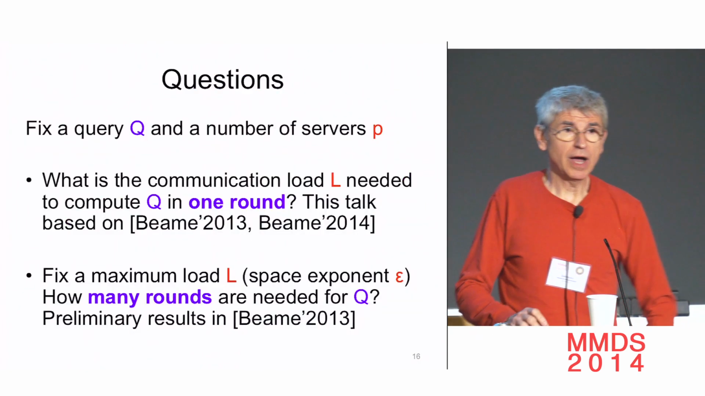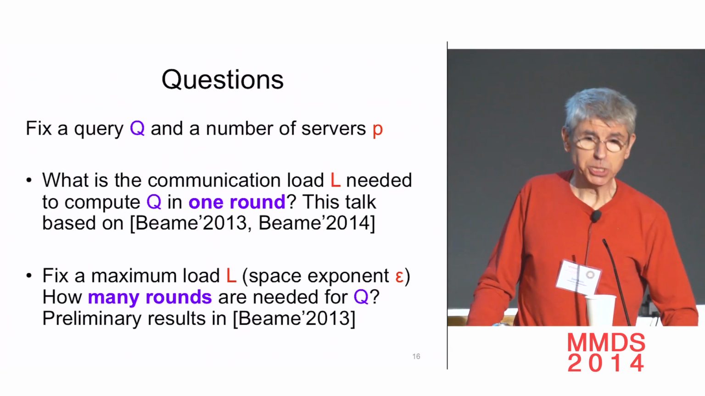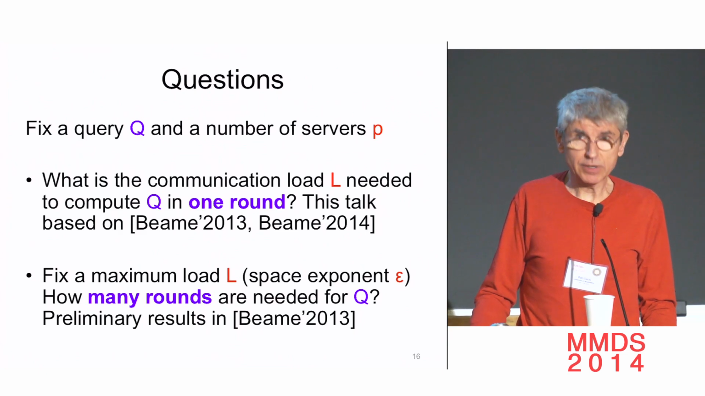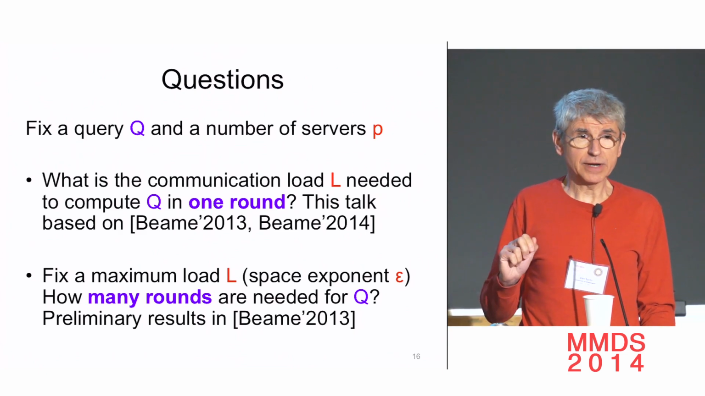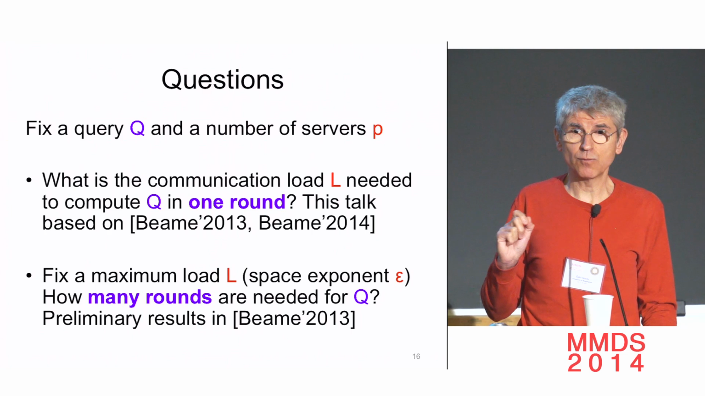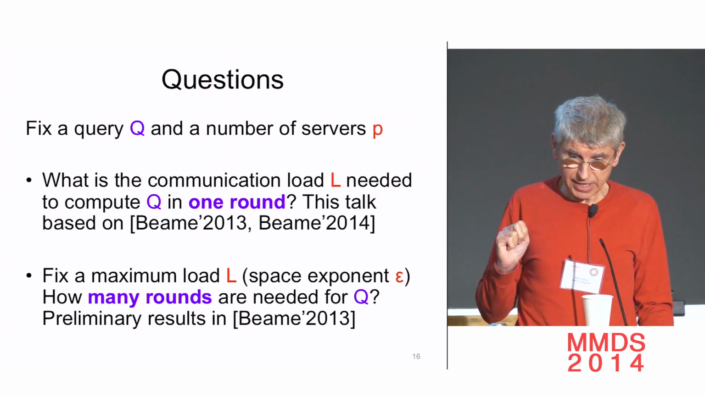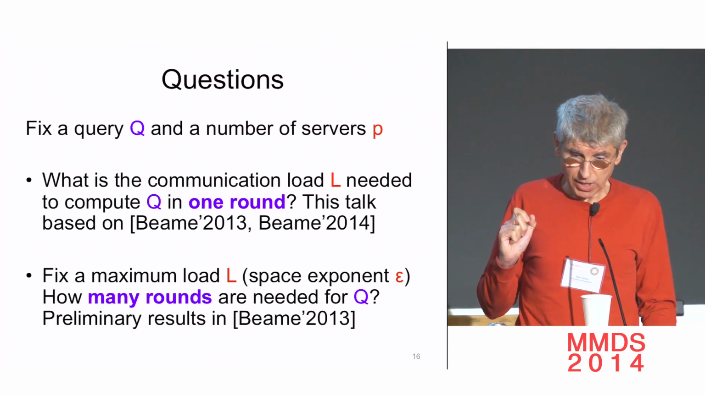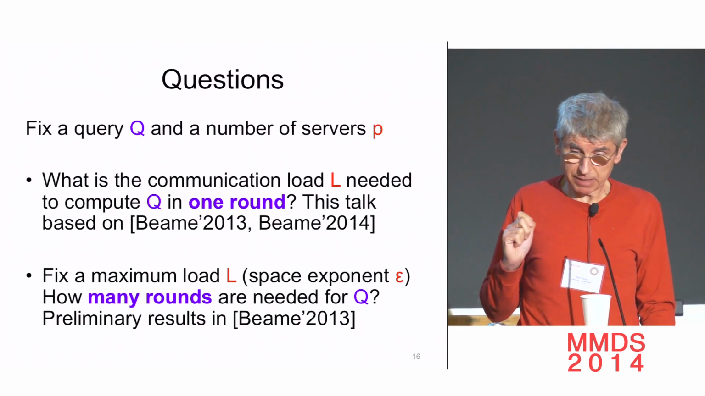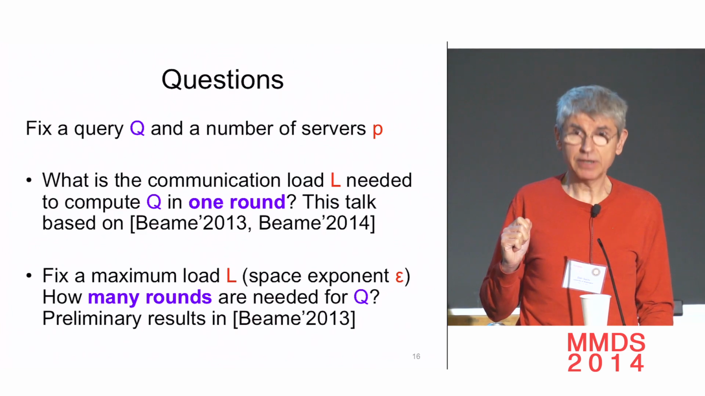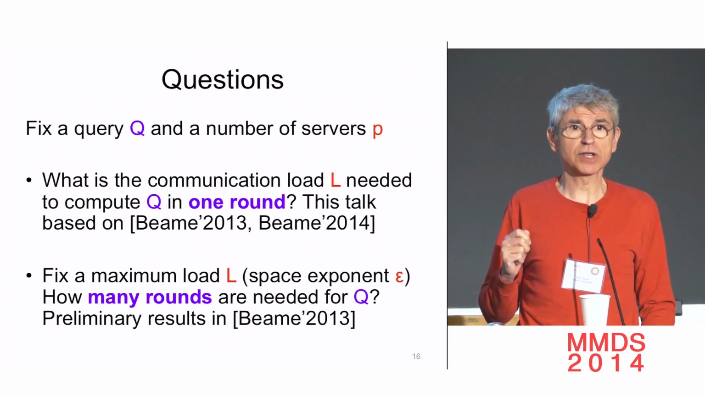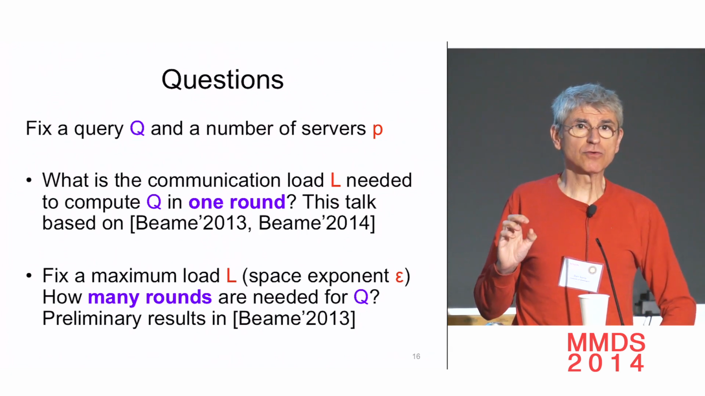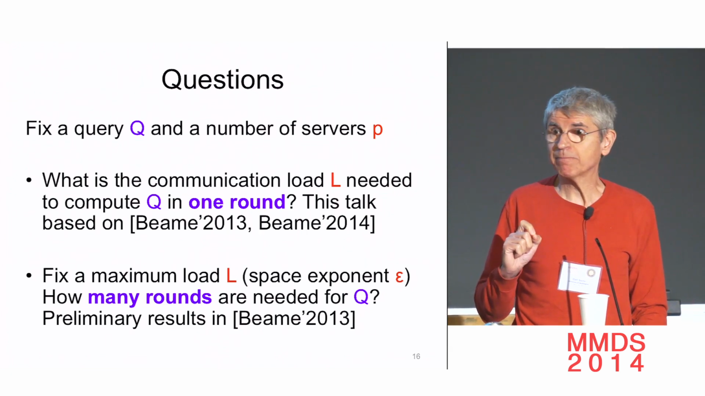But we want to ask the question, what is this communication load for more complicated queries? In particular, two questions are of interest, but I will only have time to discuss one. The first question is, what if we restrict to a single round? What is the minimum and maximum communication load per server that we need to pay in order to compute a given query in one round? My talk today is going to be about this problem.